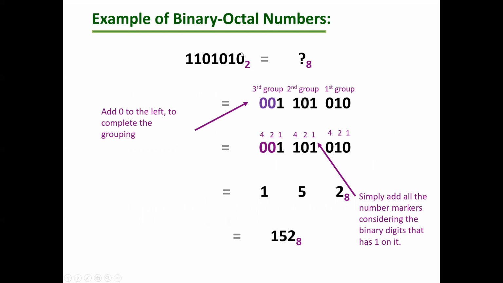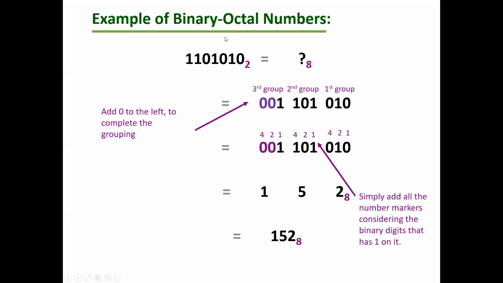So paano yan? According to the steps, i-group daw by 3s. Diba na-mention ko na yan kanina? Dun sa ating groupings, kapag tatluhan ang groupings, maglalagay po tayo ng marker ng 421. Kapag apatan, 8421. So, tatluhan ang groupings ng octal.